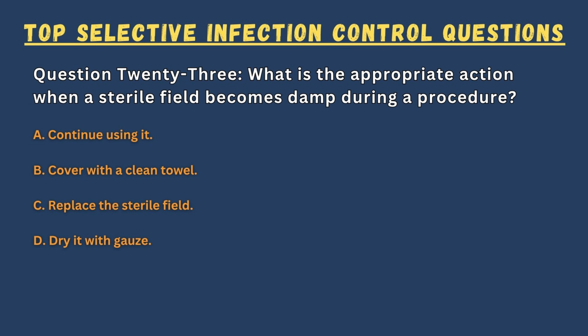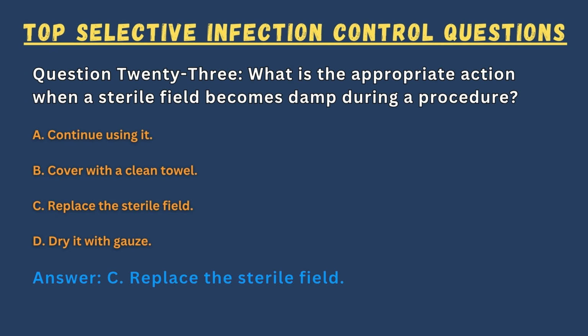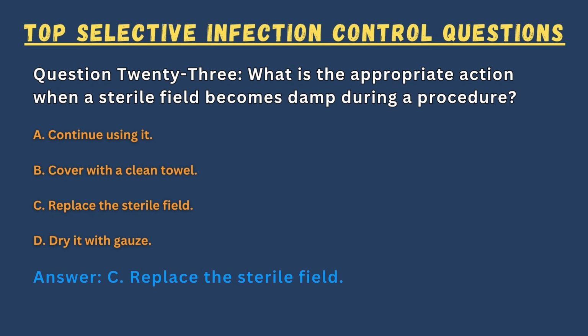Question 23. What is the appropriate action when a sterile field becomes damp during a procedure? A. Continue using it. B. Cover with a clean towel. C. Replace the sterile field. D. Dry it with gauze. Answer: C. Replace the sterile field.